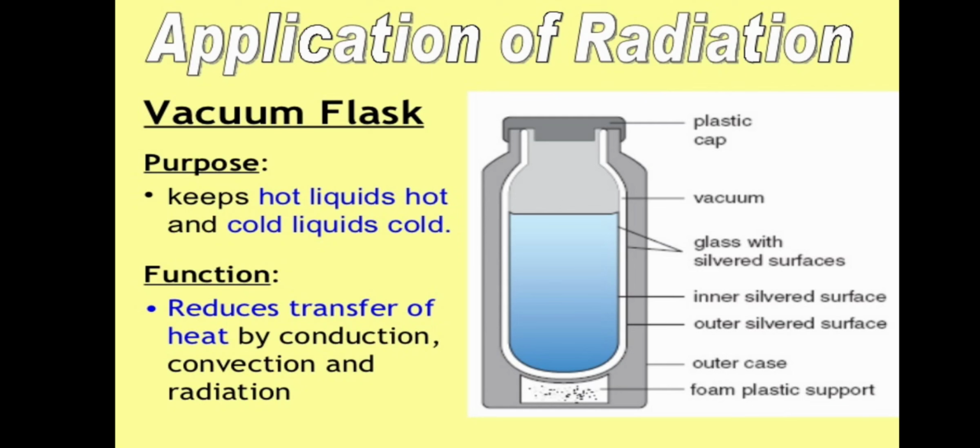The surface of the double-walled glass bottle is silvered like a mirror. This is done to reduce the transfer of heat by radiation. You know that a shiny surface is a bad absorber and also a bad emitter of heat. A plastic stopper is fitted in the mouth of the flask and a plastic cap is screwed over this stopper. This is done to reduce the conduction of heat, as plastic is a bad conductor of heat.